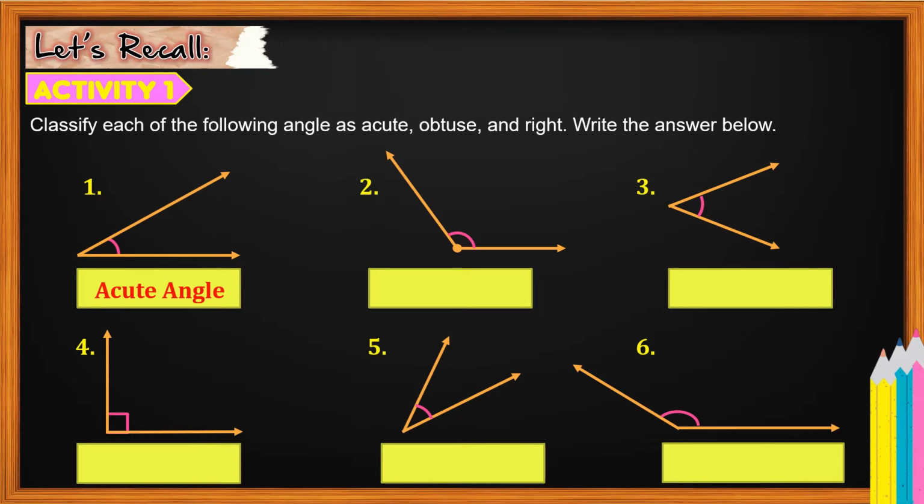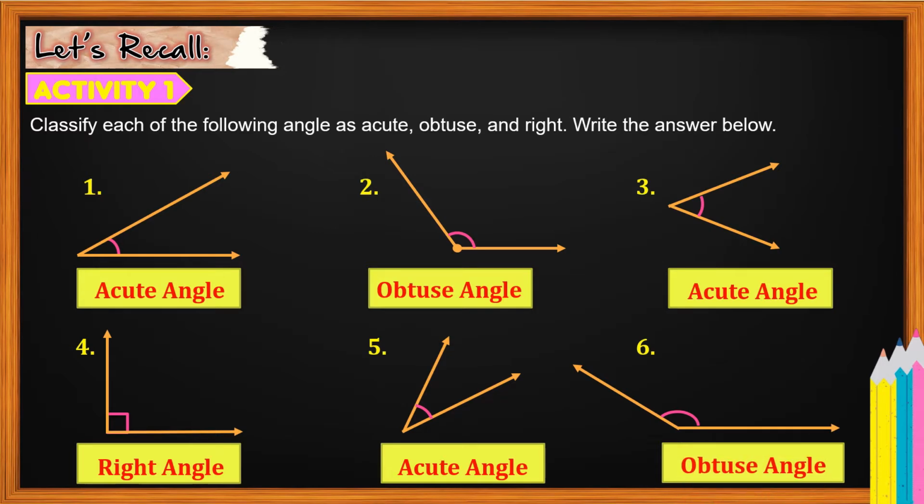For number 2, that is classified as obtuse angle. For number 3, the given figure is classified as acute angle. For number 4, that is classified as right angle. For number 5, the given figure is classified as acute angle. And for the last, the given is classified as obtuse angle.